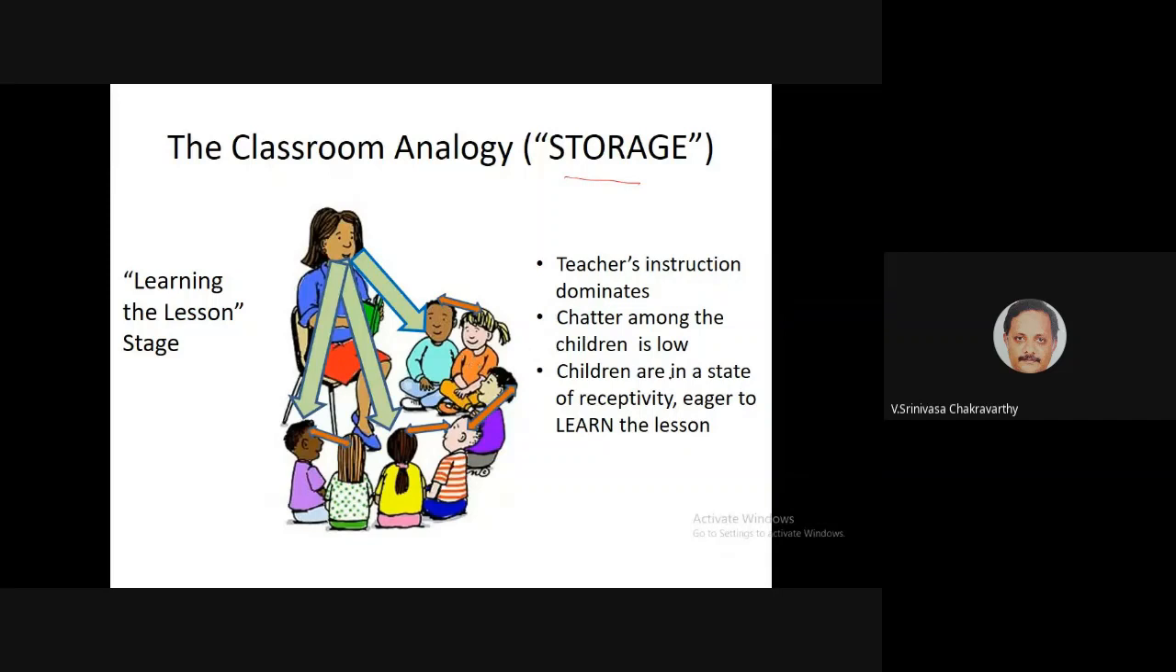So you get to learn the lesson. So teacher's instruction dominates. That means high value of the coefficient A. Chatter among children is low. That is low value of the coefficient B. Eager to learn the lesson. That's high value of C. This is what we want.